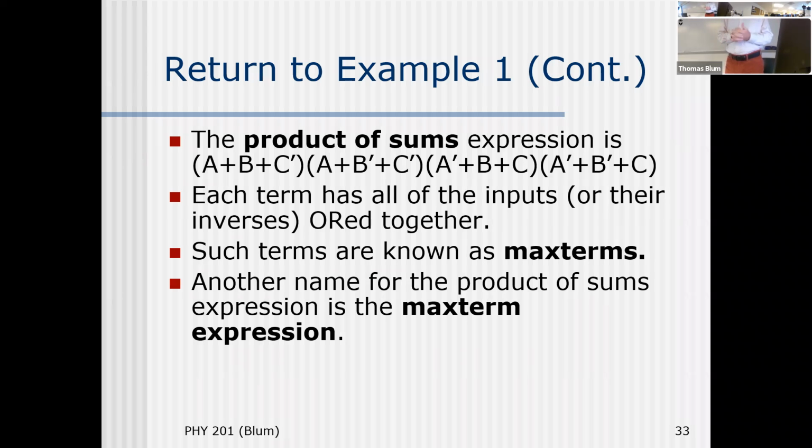And this approach is known then as the Maxterm. So we can call it the product of sums, because that's what we do. We take these sums and then we make a product of them. That requires parentheses. And we can also say that the vocab term in this case is Maxterm. This is a Maxterm expression.